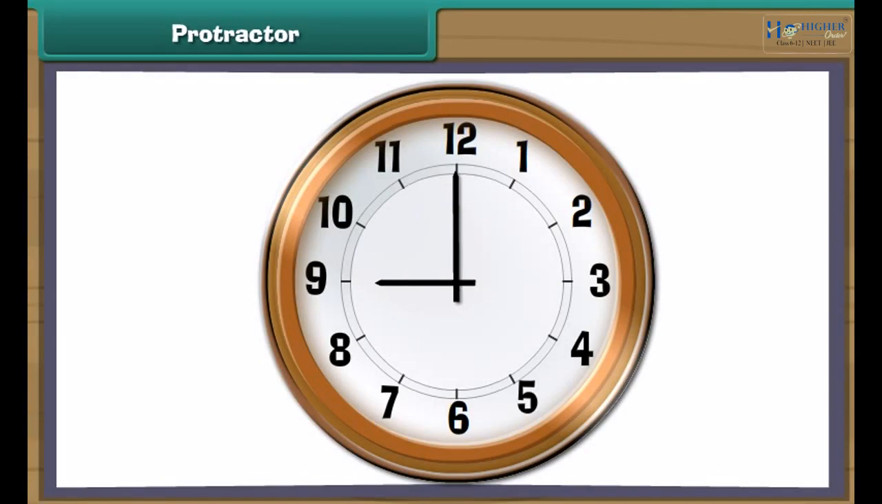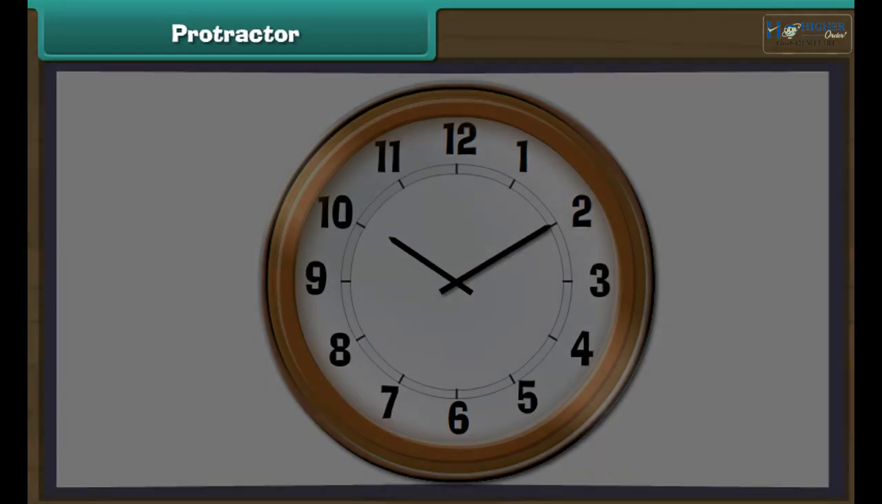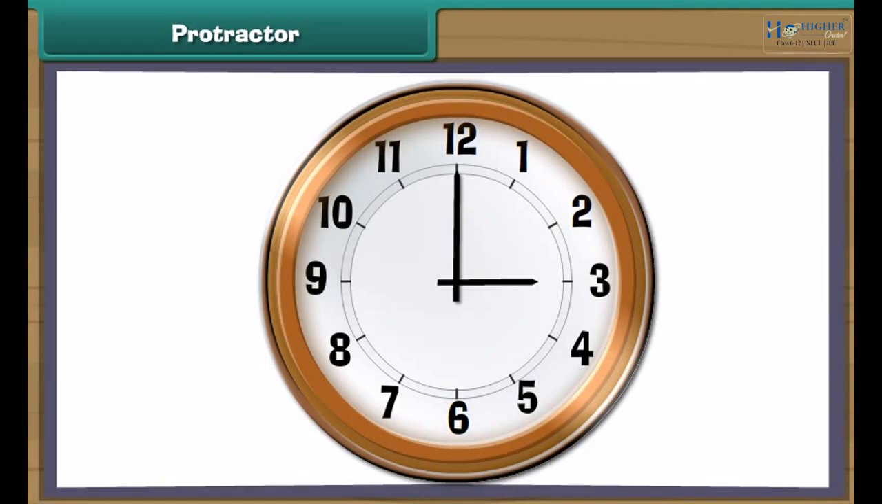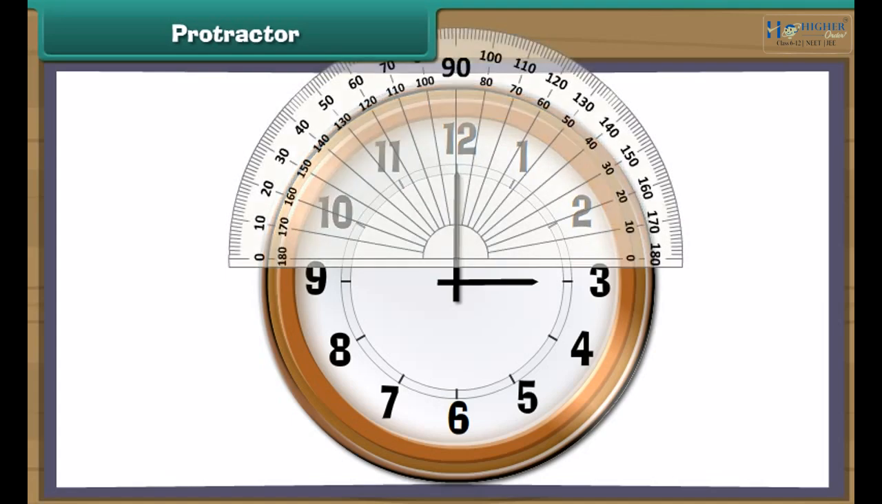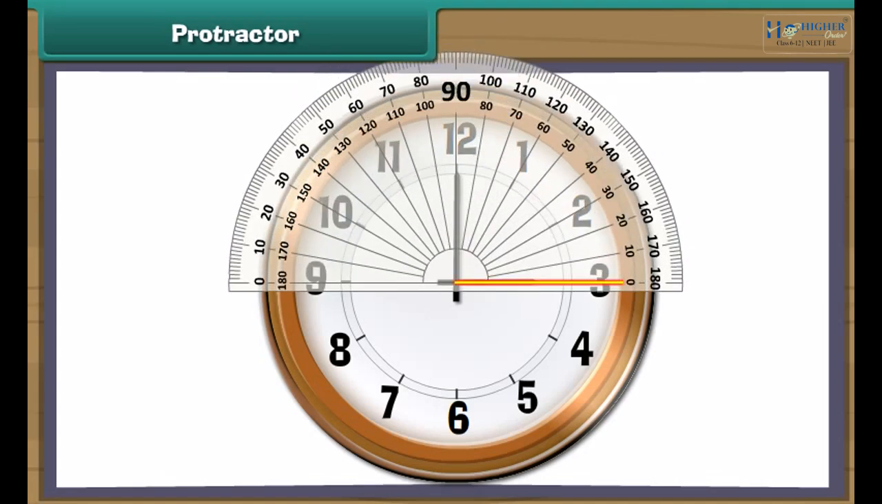Let us measure the angles made by the hands of a clock with the help of a protractor. This clock shows the time as 3. The long hand of the clock is on 12 and the short hand is on 3. Place the protractor on the short hand of the clock. The horizontal line at the bottom of the protractor must coincide with it.